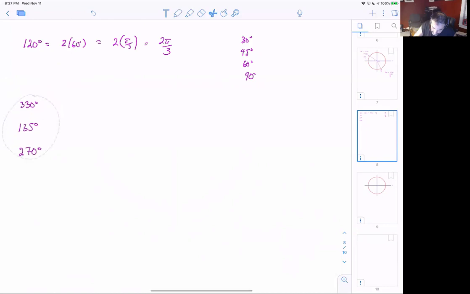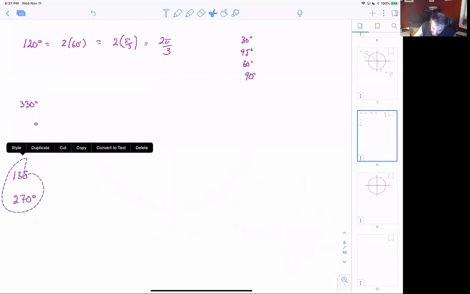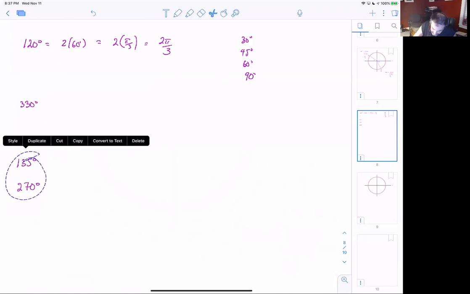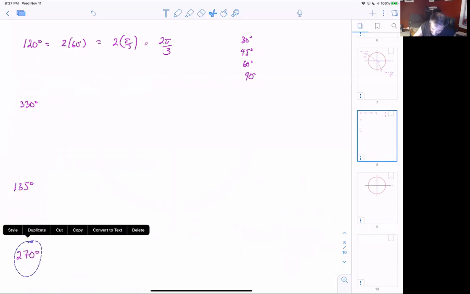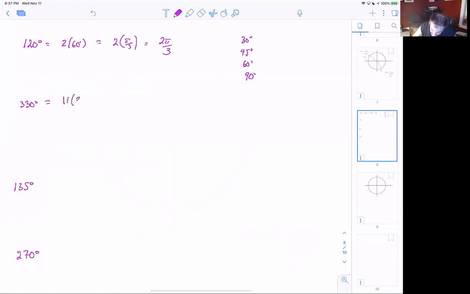The next one I'm going to look at is this 330. Let me spread these out a little bit so we have some space. Okay, so if I'm doing 330, I'm thinking about using 30 for that one because that's 11 30s. But 30 is a pi over 6. So that would actually equal 11 pi over 6. So whenever you hear 11 pi over 6, it's really 330 degrees.